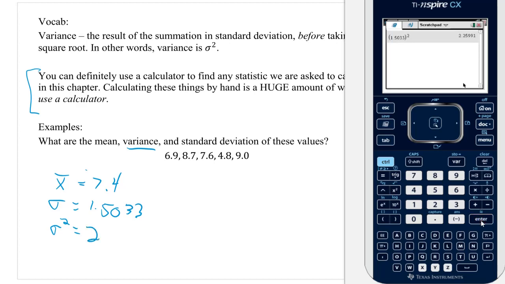And there you go, 2.25991. And if you had to round it to the nearest whatever, then at that point you would round it. Probably the nearest thousandth, so 3 decimal places. And if you did that here, it would be just 2.260. And that's it. Pretty straightforward.